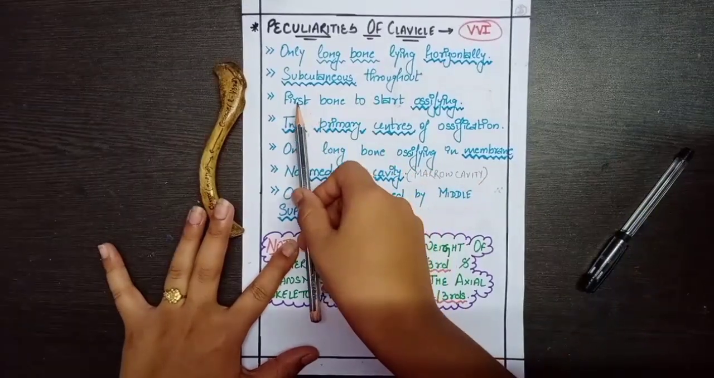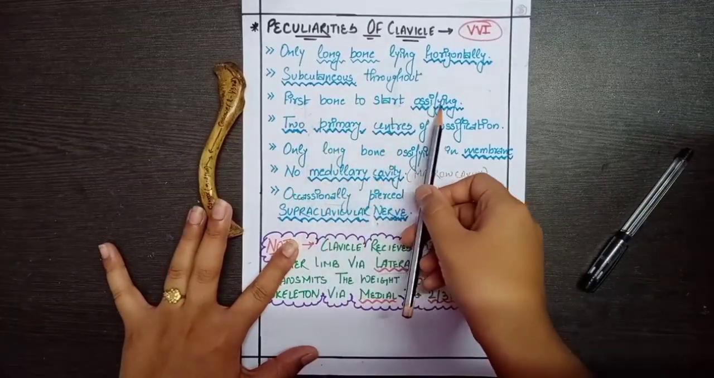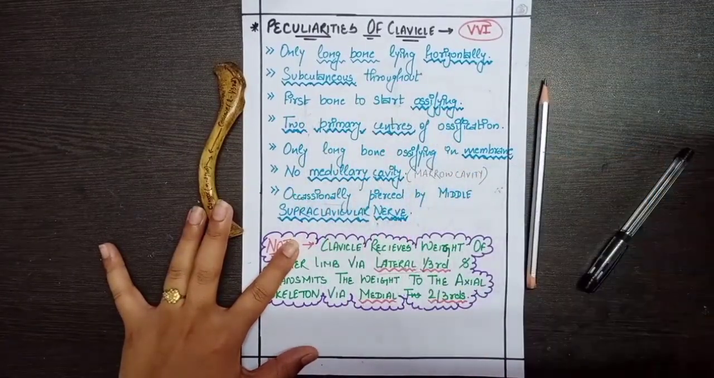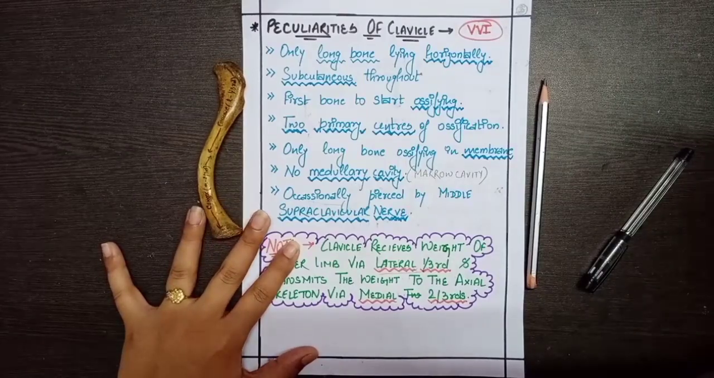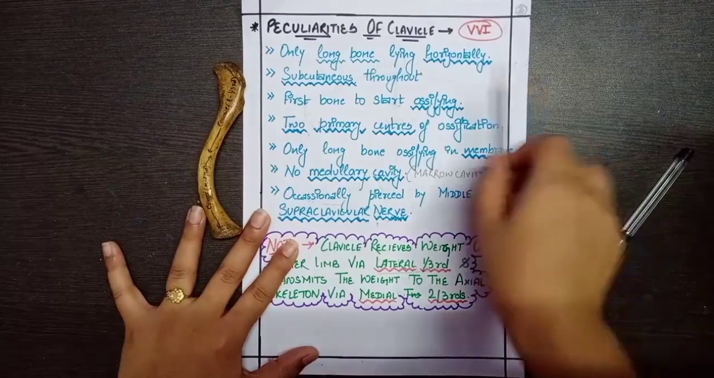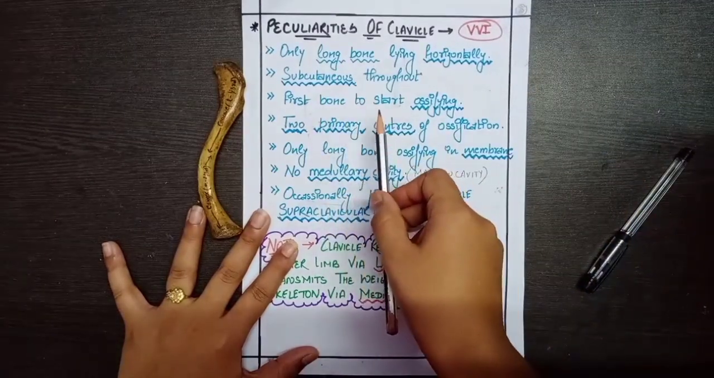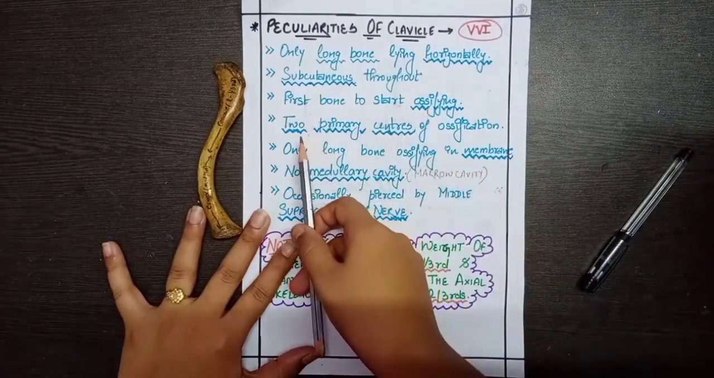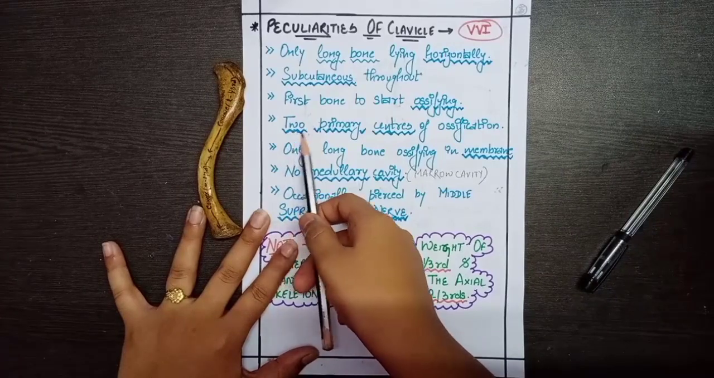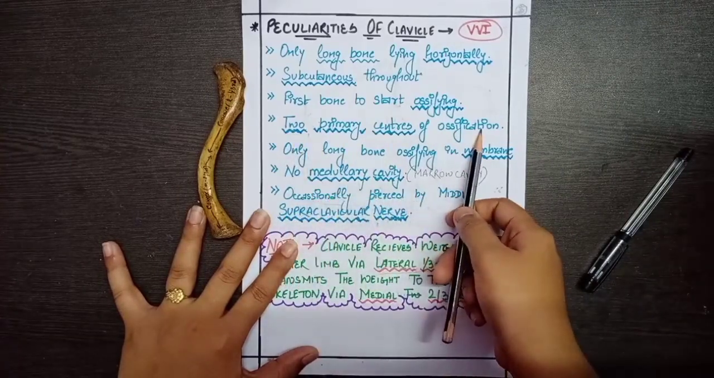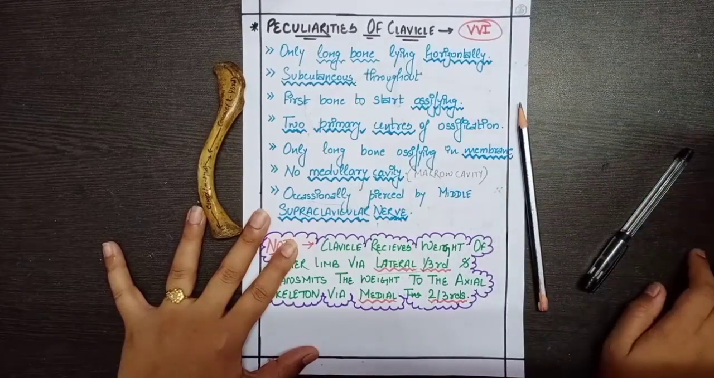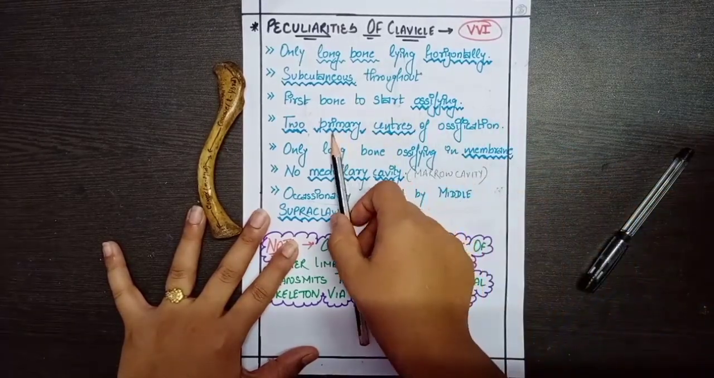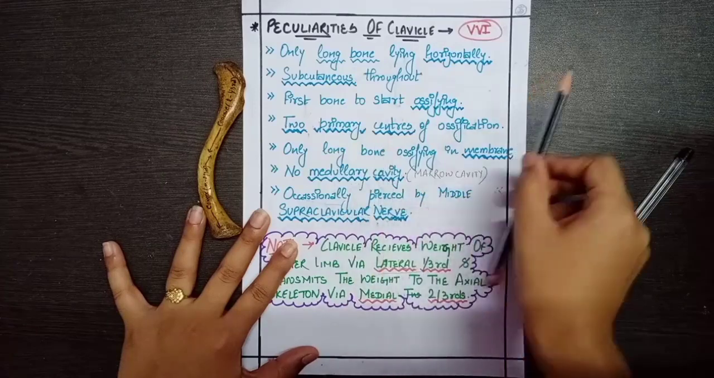Then comes the third one. It is the first bone that starts ossifying. Ossification means the formation of bone. The beginning of the formation of bone is known as ossification. So it is the first bone in our human body to start ossifying. The fourth point is that it has two primary centers of ossification. Usually there is only one primary center of ossification, but in the case of the clavicle, there are two primary centers of ossification.